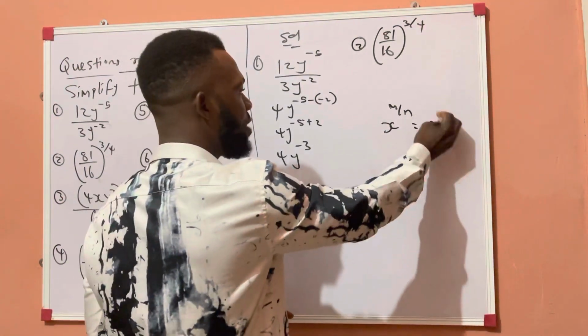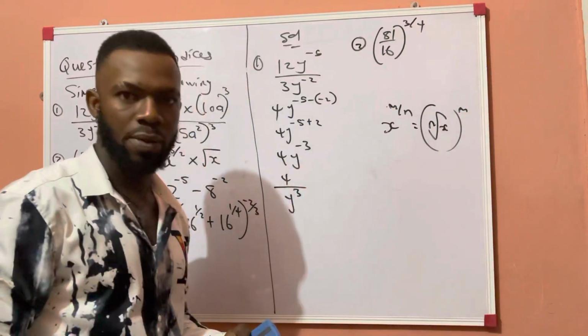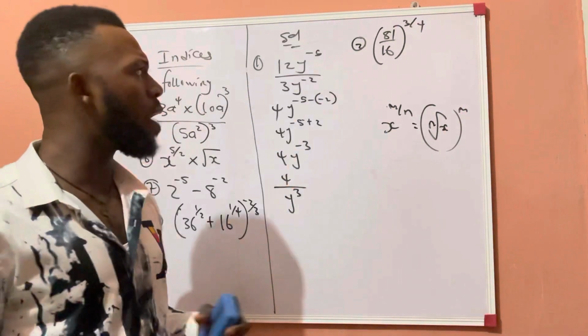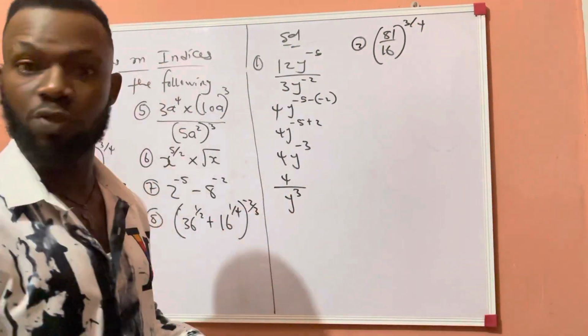So here becomes the nth root of the base raised to the power of the numerator n. So exactly what we do, we will apply this law now in solving question number 2. Now let's see how it goes.